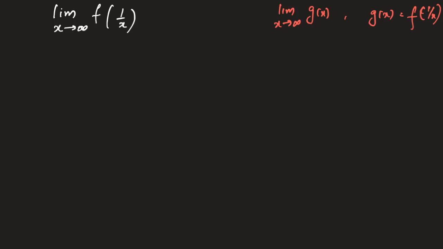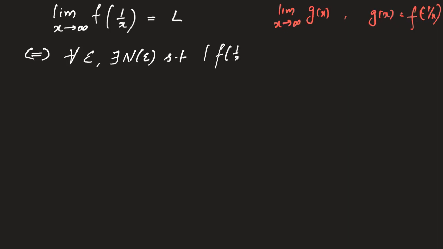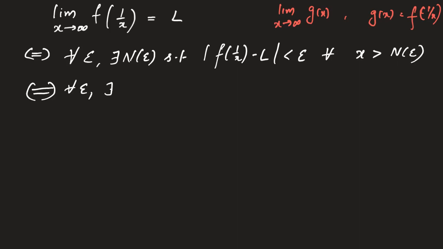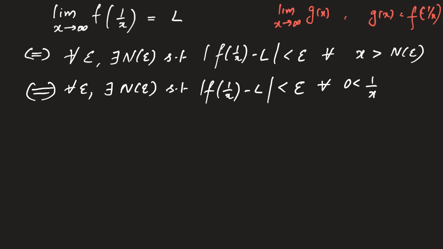We say limit x tends to infinity f of 1 by x is equal to L if and only if for every epsilon there exists an n of epsilon such that mod of f of 1 by x minus L is less than epsilon for all x greater than n of epsilon, which is if and only if for every epsilon there exists n of epsilon such that mod of f of 1 by x minus L is less than epsilon for all 0 less than 1 by x less than 1 by n of epsilon.